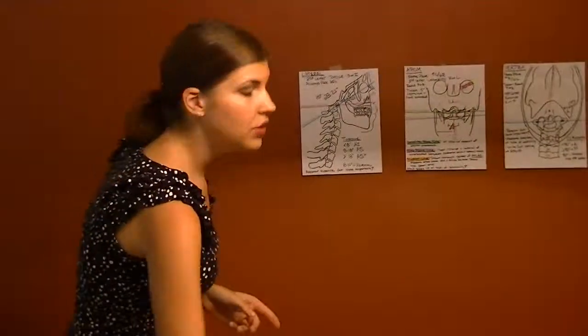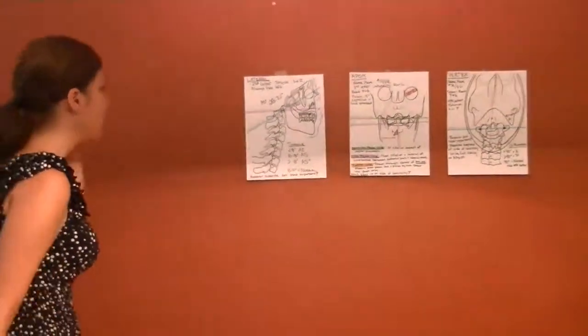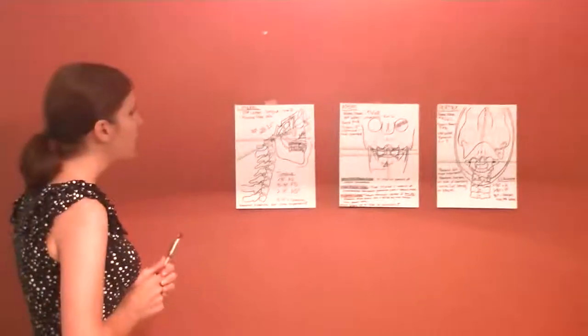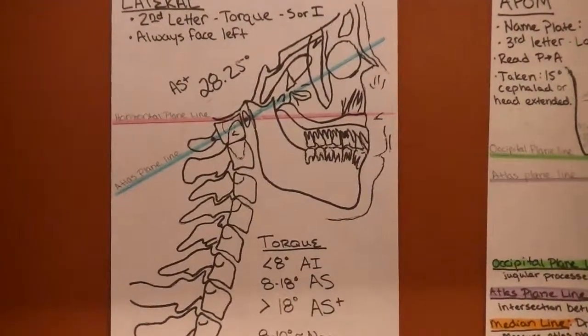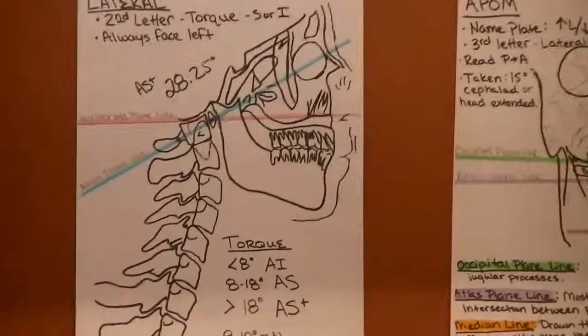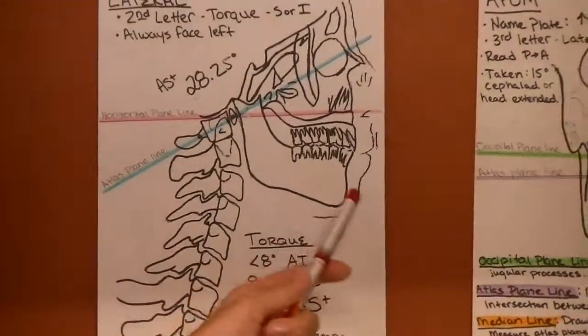And then going to a quick overview of the X-rays. This first one here is lateral, and lateral X-ray will give you the second letter. It will also give you torque, and it will give you just the superior to inferior, or inferior movement, sorry. For Noodleman, he says that X-rays must always face left. I realize this is right.